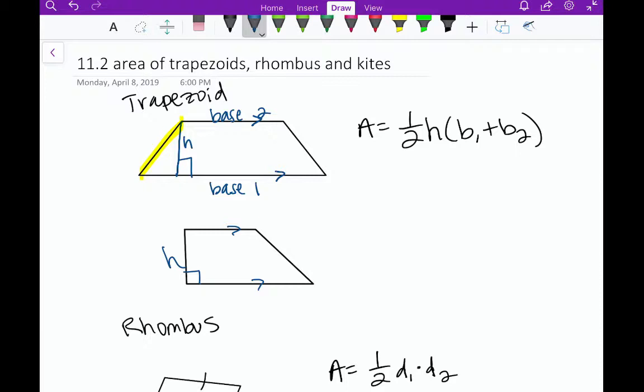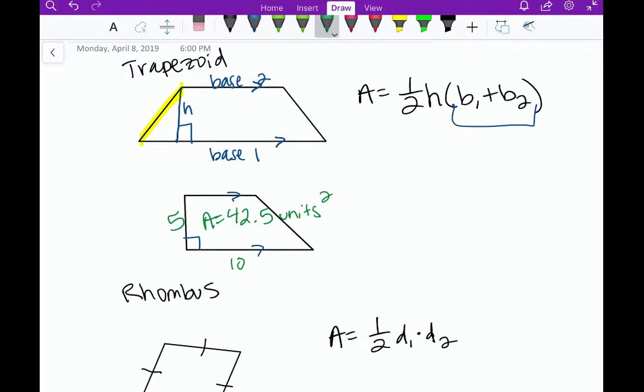So the formula is pretty straightforward. It's 1/2 times the height times the sum of the bases. So you probably want to figure out what the sum of the bases is first, and then you're going to just multiply that times the height and times 1/2, which remember, multiplying by 1/2 is the same as dividing by 2.